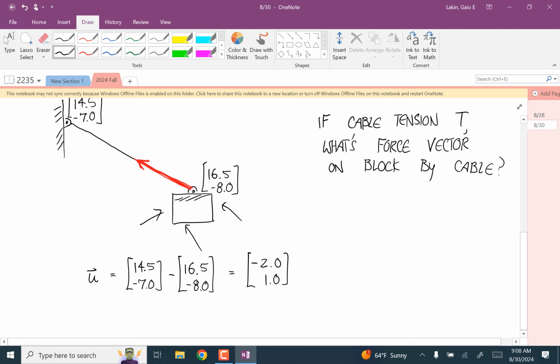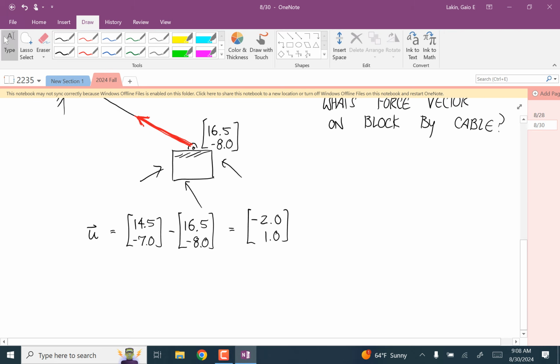But that's not a unit vector. So now to get the unit vector, we're just going to divide both of these components by, I'll write it as, 1 over the square root of 2 squared plus 1 squared. And so that is 1 divided by square root of 5.